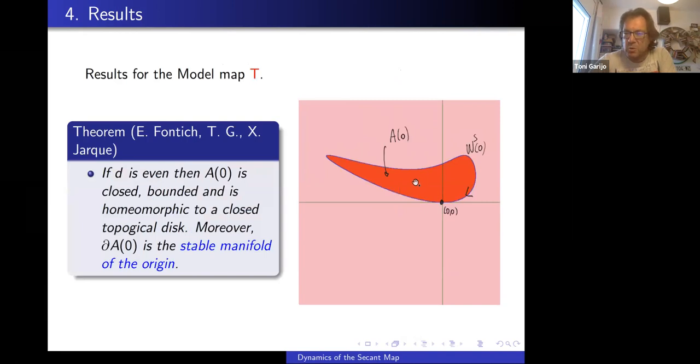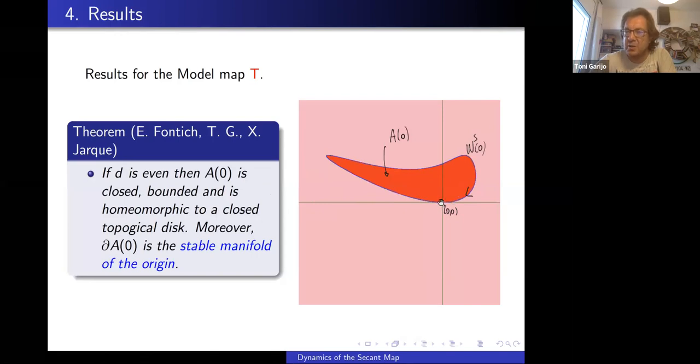Well, the results that we obtain, this is still work in progress, it's not published, but what we think that we can prove is that if the parameter D is even, this is related with the degree of the polynomial, the basin of attraction of 0, these are the points in the secant map that go to the 3-cycle, is closed, bounded, homeomorphic to a topological disk, and the boundary is the stable manifold of the origin.